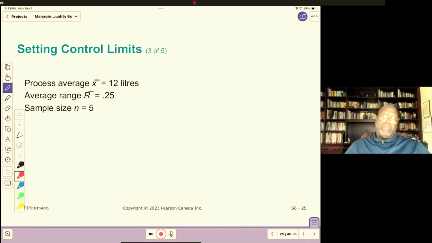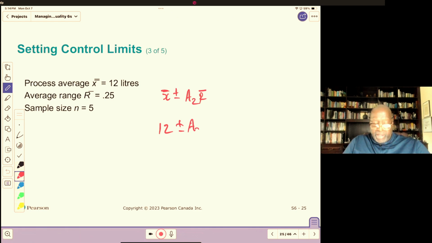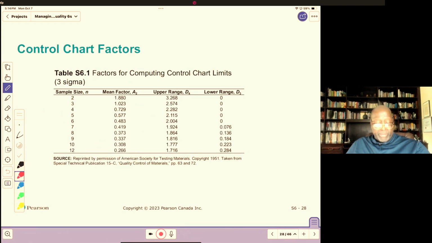Here's another example. How do we set control limits? So you're given a process average of 12 liters, an average range of 0.25, and a sample size of 5. So if we use the X double bar plus or minus A2 R bar, that would be for the average chart or the mean chart, then it would be 12 plus or minus A2, and R bar is 0.25. But we need A2. A2 we will get from a table based on a sample size n equal to 5. That table is in, I think, table S6.1. Let's take a look at it. Here it is right here, table S6.1.